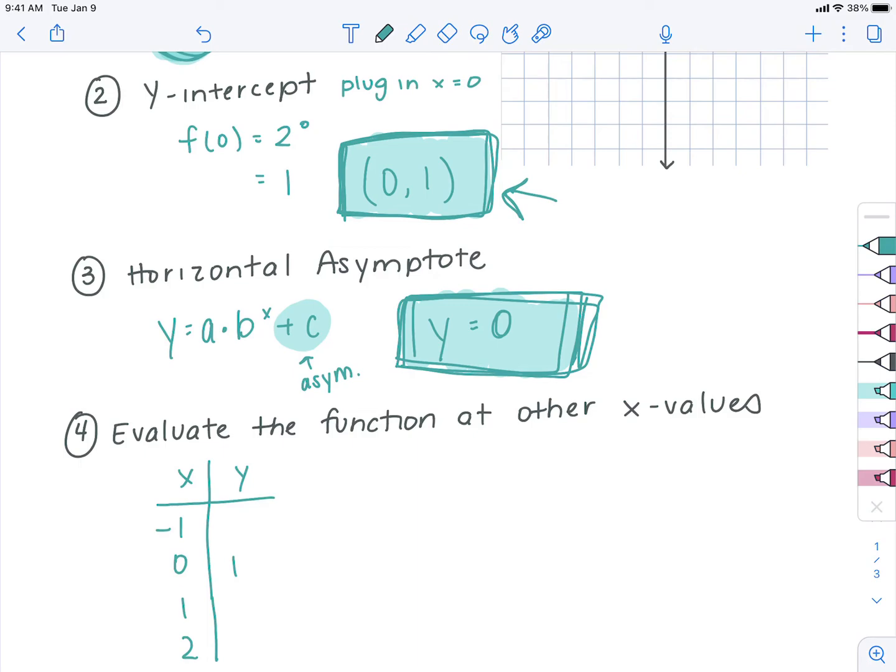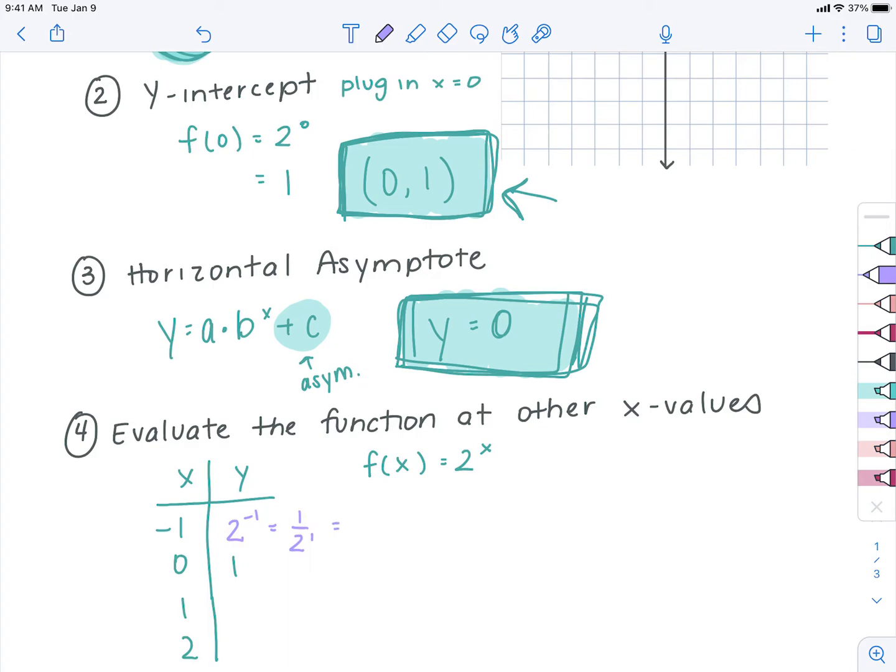So since my function, my f of x, is just 2 to the x, all I'm doing for each of these evaluations is replacing the x value with whatever number I'm plugging in. So for the first one, I'm getting 2 to the negative first power, which anytime I have a number to a negative exponent, I can get rid of the negative exponent by flipping the number and making the exponent positive.